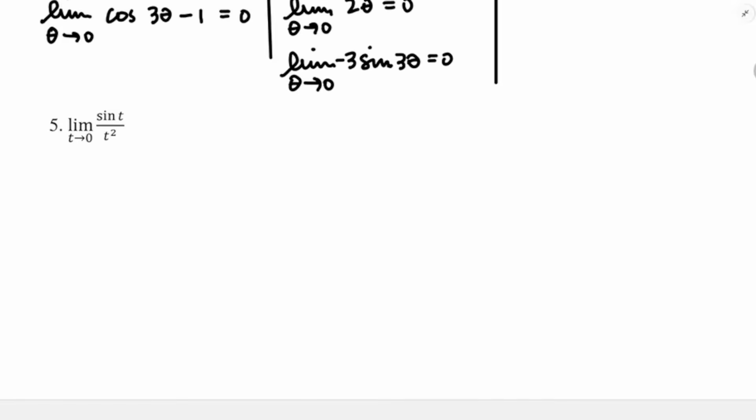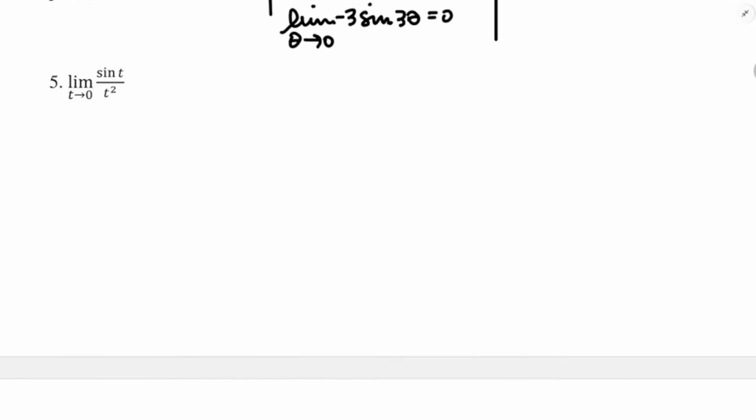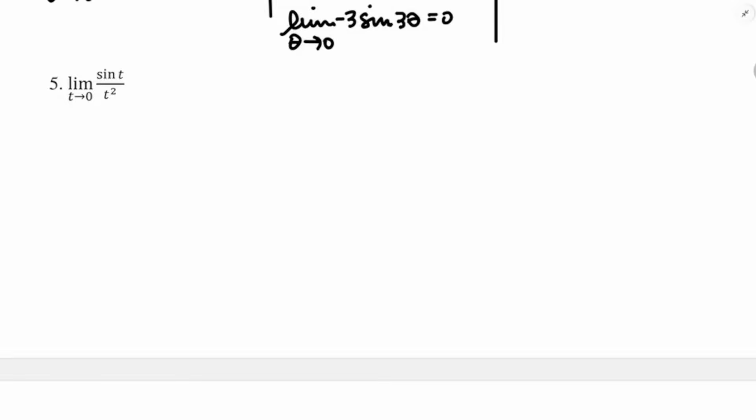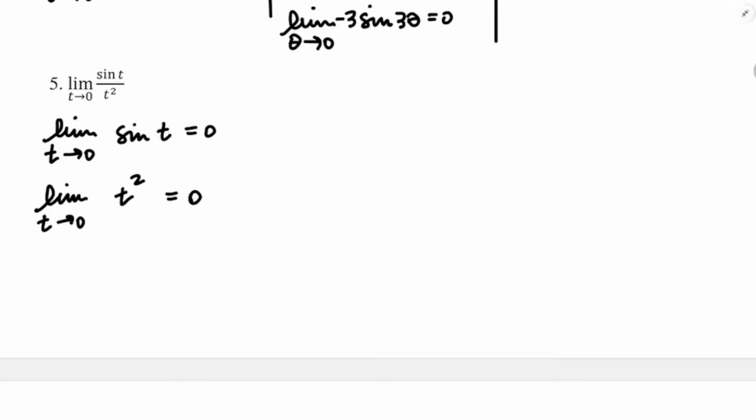Okay, now number 5, the limit as t approaches 0 of sine t over t squared. Here's another one. I think this one's also going to require, no, this one is not going to require 2 iterations. This one's just kind of a letdown. Okay, so sine t is approaching 0, t squared is approaching 0. This looks like L'Hopital's rule, so I'm going to take the derivative of top and bottom. I'm going to be left with the limit of cosine of t divided by 2t.